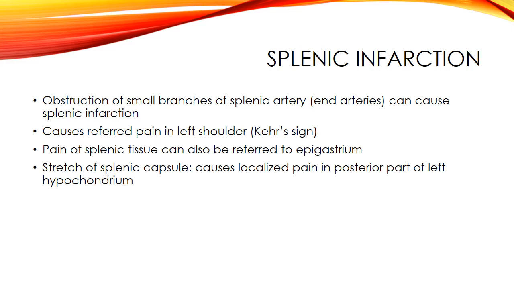We can also have a splenic infarction. Why? Because the splenic artery, we have said, divides into 5 branches. All of these branches are end arteries. Because of this, if one of these arteries gets blocked, let's say I am blocking this artery, the segment of the spleen supplied by this artery is not going to get any further blood. So this segment will die off, and this is known as splenic infarction.